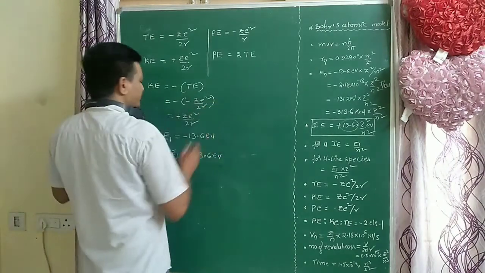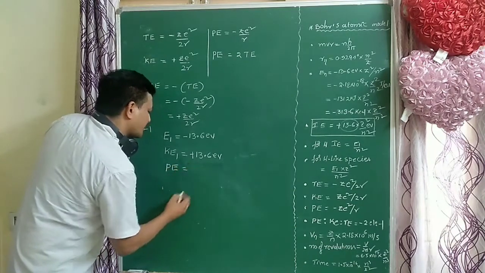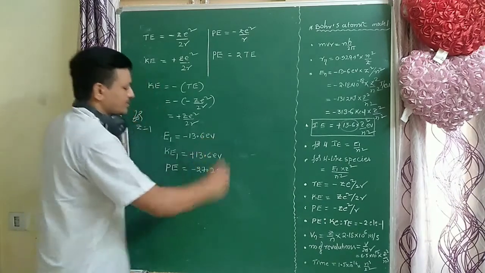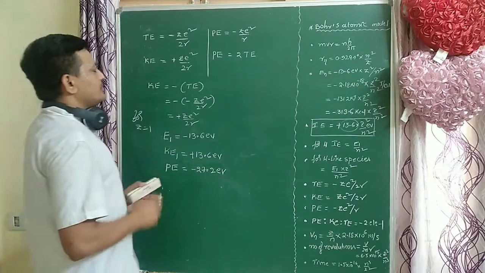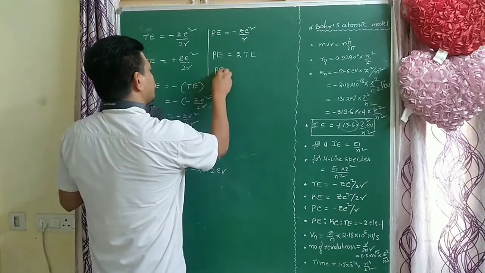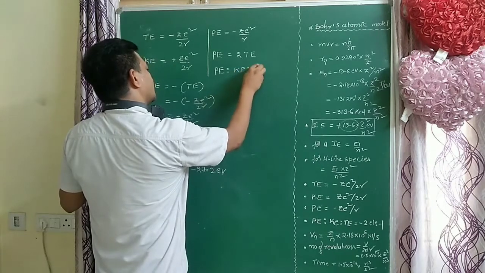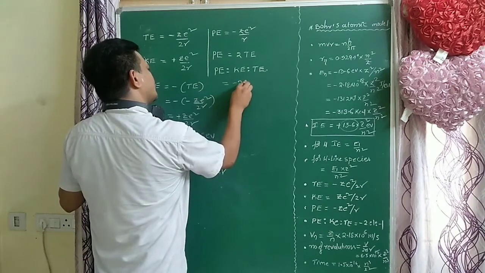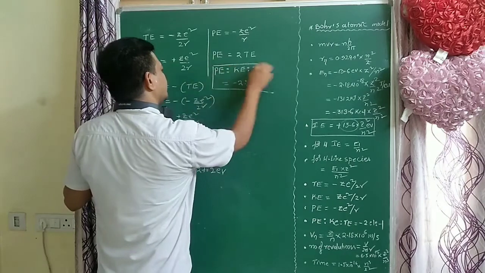For the first orbit of hydrogen atom, potential energy equals minus 27.2 electron volts. So these are the relations and ratio of the total energy, potential energy and kinetic energy. Potential energy to kinetic energy to total energy equals minus 2 is to 1 is to minus 1. This is a very important relation.